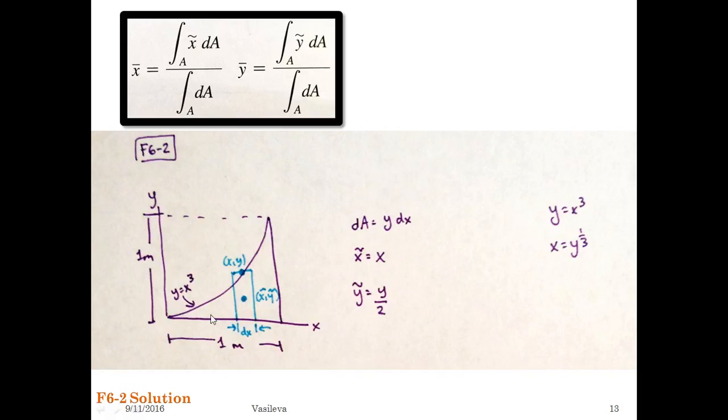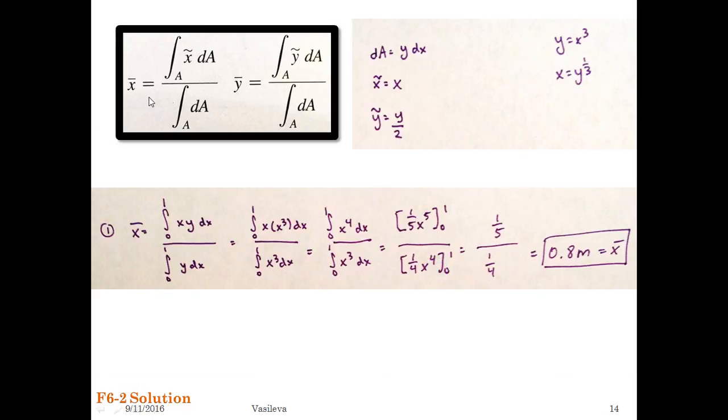So x squiggle is, in this case, equal to x, right? Because x squiggle is located here, but so is our x. Y squiggle, in this case, is located at half of y. So y is here, but y squiggle is here, so y squiggle equals y divided by 2. And then our area in this case is y times dx. That'll give us its length times width, so that'll give us this differential area. And we have y equals x cubed, so x equals y to the 3rd.